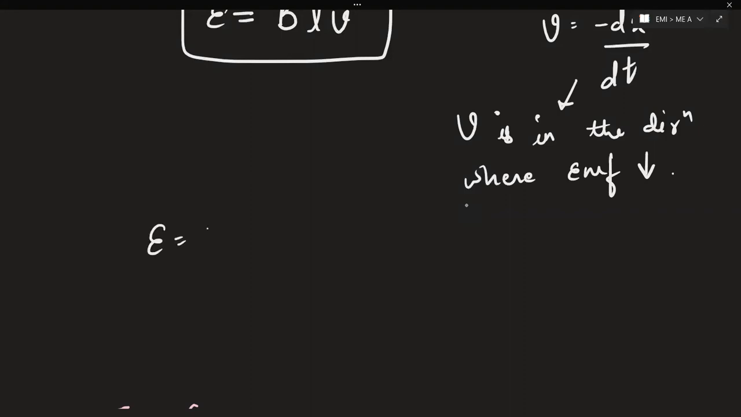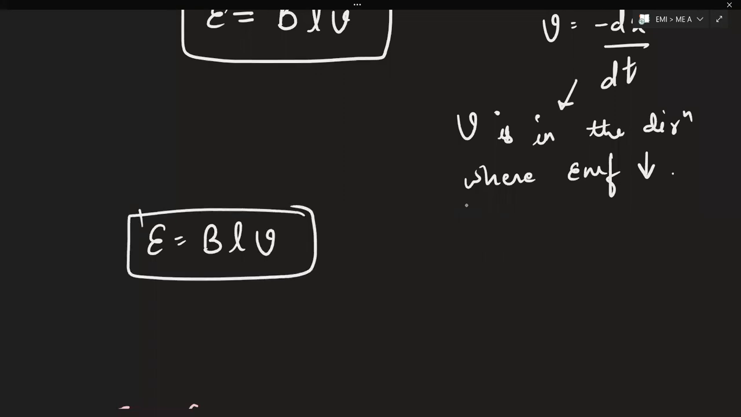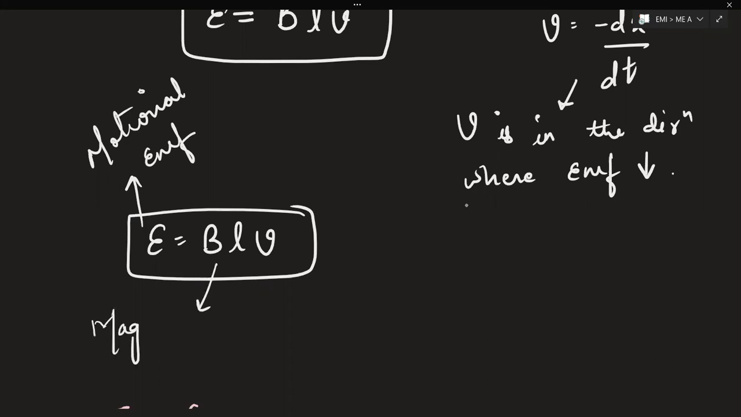So simply the formula of motional EMF is BLV. E is the motional EMF. B is the magnetic field. L is the length of the conductor.